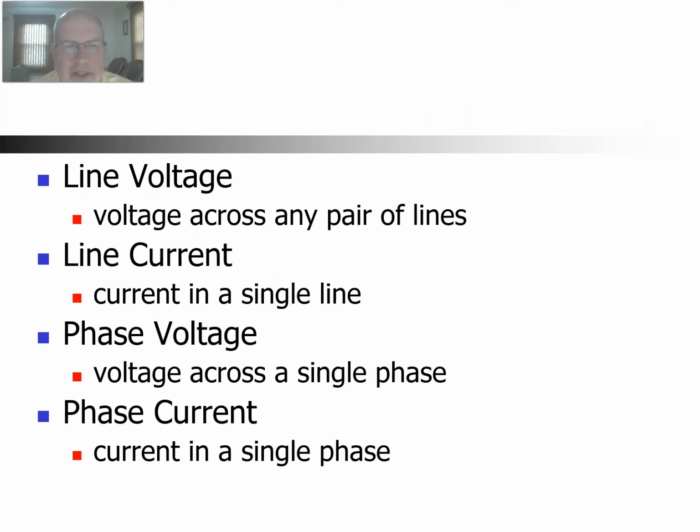Now, some definitions when we're discussing three-phase. First of all, line voltage refers to the voltage across any pair of lines. Line current is the current in a single line. It seems a little confusing.